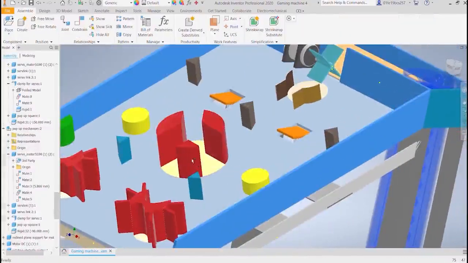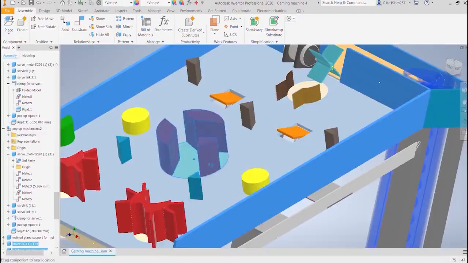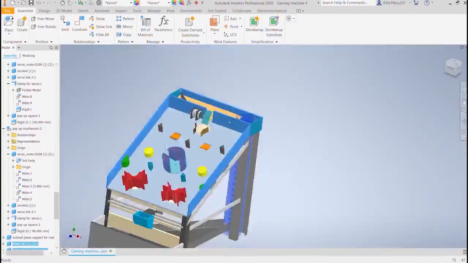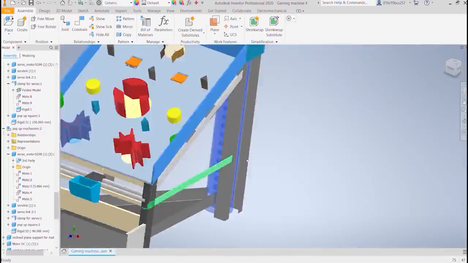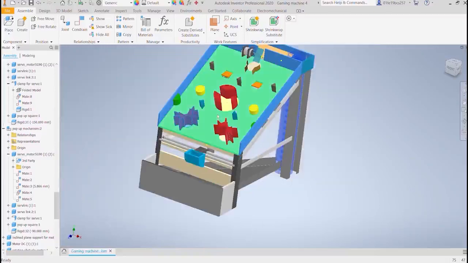So this is the rotating obstacle. Also we have some rotating obstacles at the end which are freely rotating. They are not connected to any motor or servo. So this was the obstacle control unit.